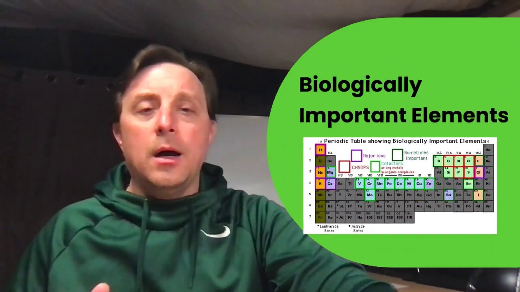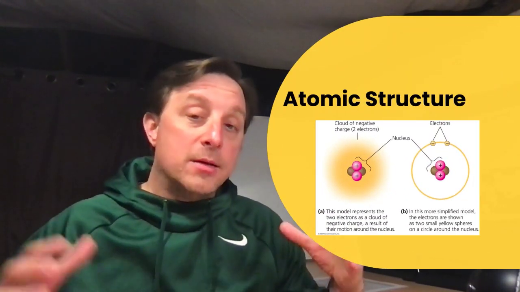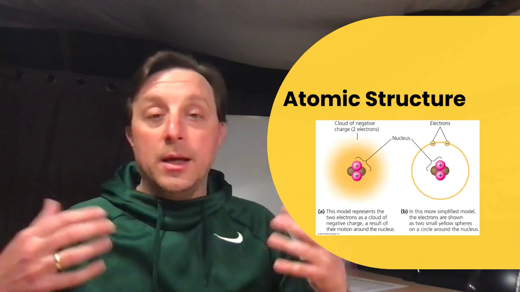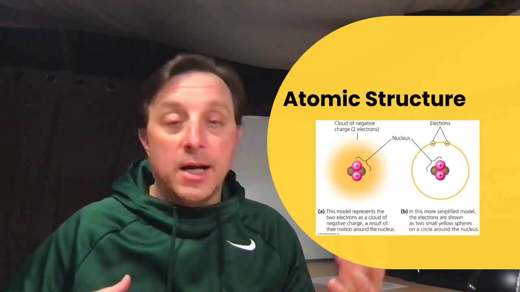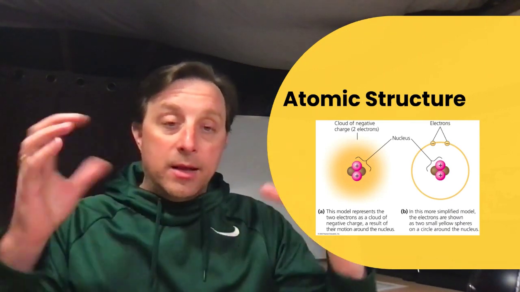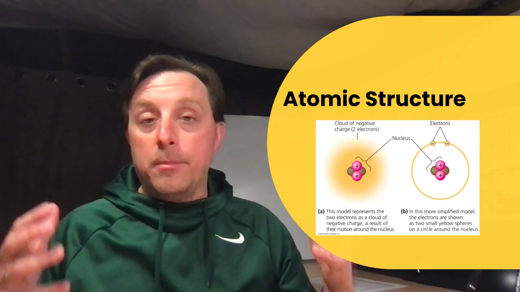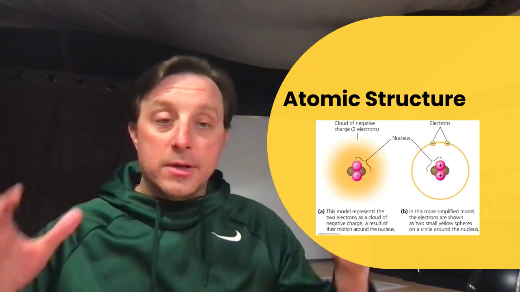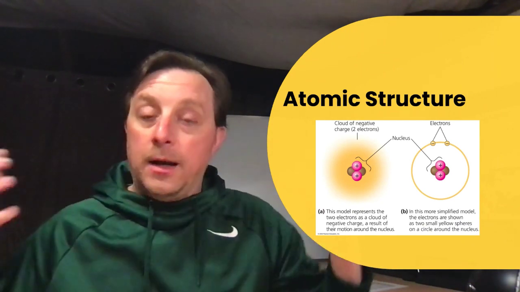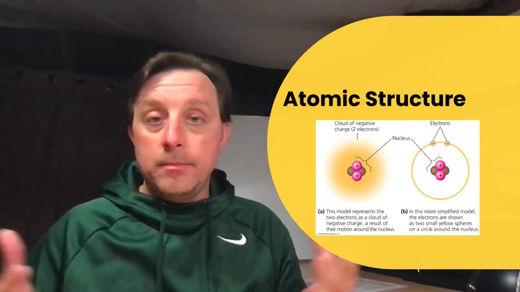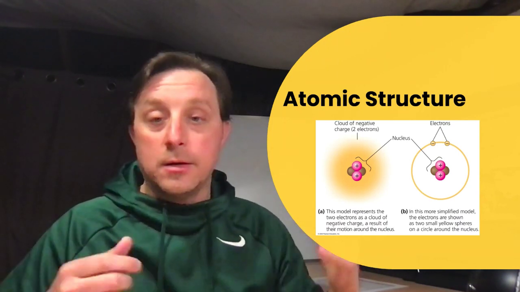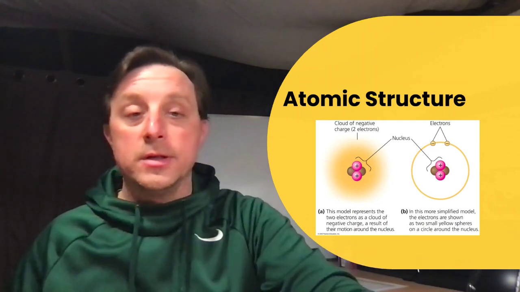Moving on to atomic structure, remember that the nucleus of the atom is made up of protons and neutrons. Protons have a positive charge, and then the electrons, the negative particles, are found floating around in the energy levels, in this electron cloud. Of course, in a neutral atom, the number of protons would be equal to the number of electrons, to cancel out the charges.